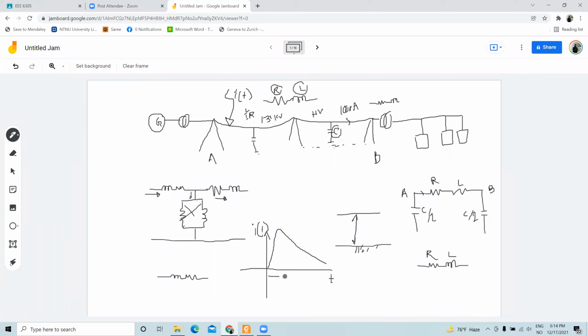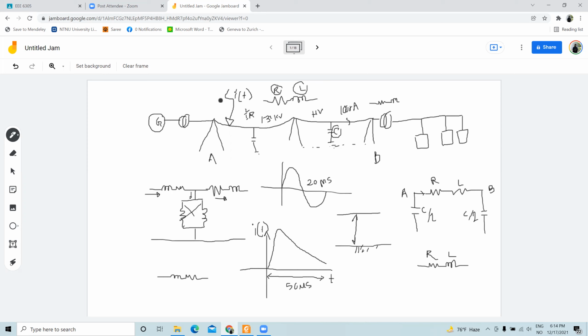The duration of the lightning is normally very short, around 50 microseconds. Note that the power system frequency is 50 hertz, which gives a time period of 20 milliseconds. So each time period is 20 milliseconds for a 50 hertz signal, and the lightning current is very short. It's only 50 microseconds, not milliseconds.